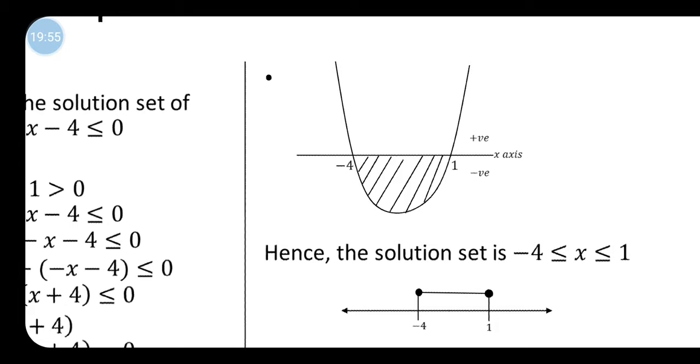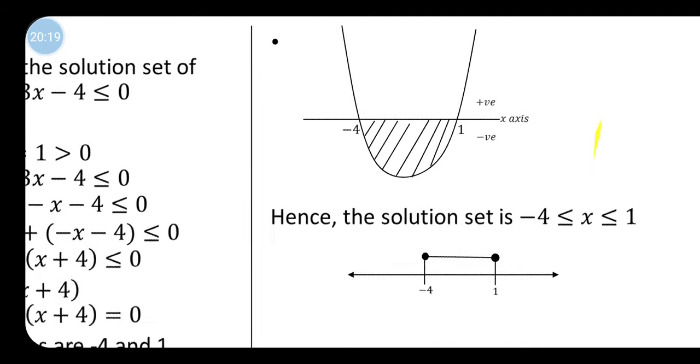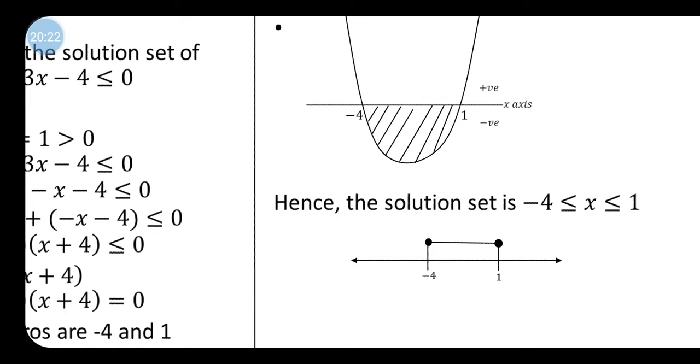That is the meaning of between. When you have, let's say, a is less than x and x is less than b, that means x is between a and b. That's what it means. All right. So hence the solution set is -4 is less than x is less than 1. And then when you display that on a number line, you have x between -4 and 1, which is the same as the solution we got using the analytical method in our previous lesson.